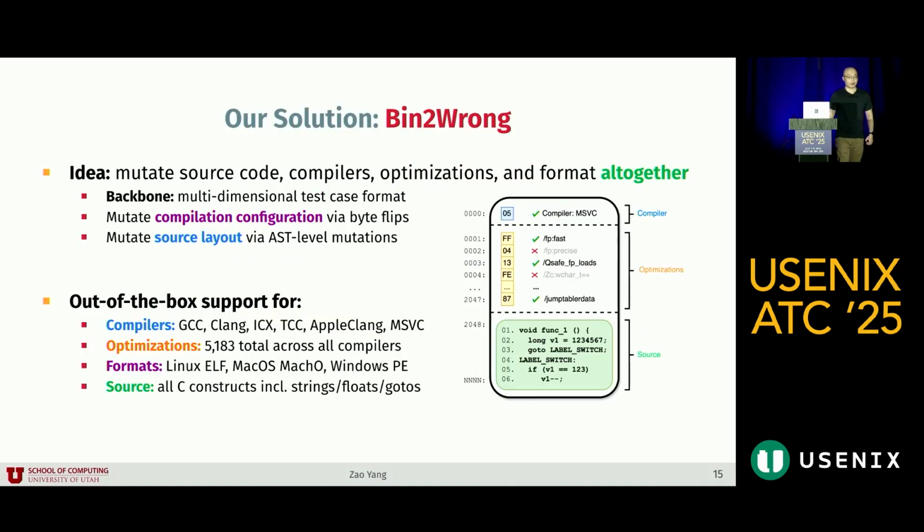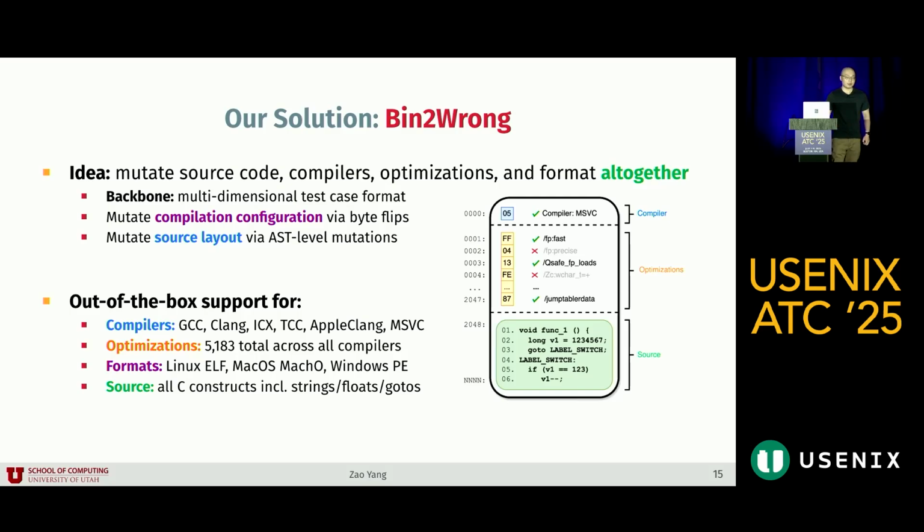So we present Bin2Wrong, a multi-dimensional decompiler fuzzer for uncovering semantic bugs that is adaptable to any decompiler. At a high level, Bin2Wrong generates binaries by mutating source code, compiler, optimization, and binary format all together. It explores the individual and combined effects on binary diversity. To do so, we extend a powerful fuzzer, AFL++, by designing a unified multi-dimensional test case format, where the first byte indicates which compiler is selected, and the next 2047 bytes indicate which optimization options of that compiler are enabled.